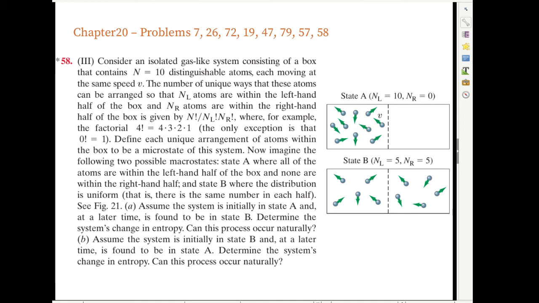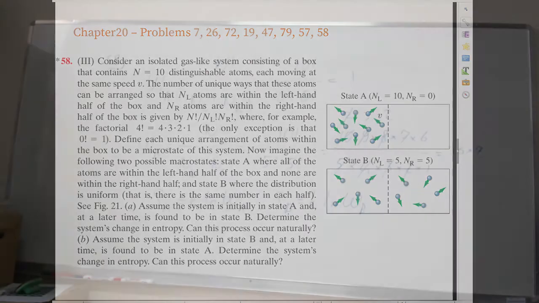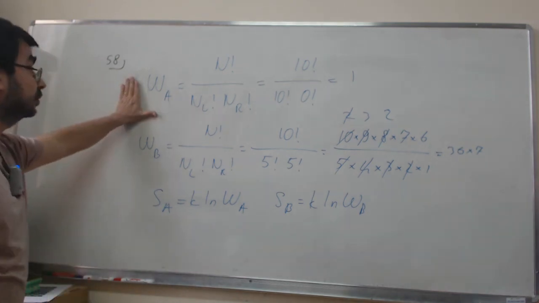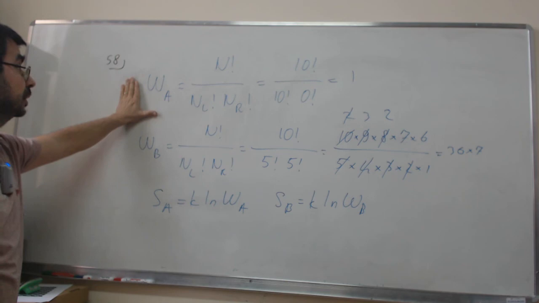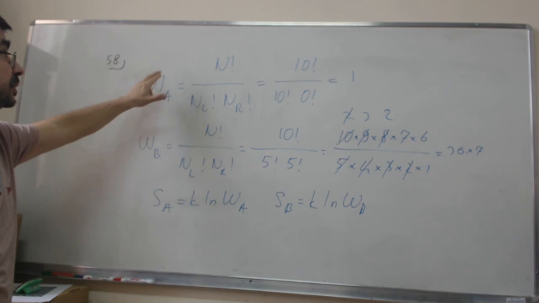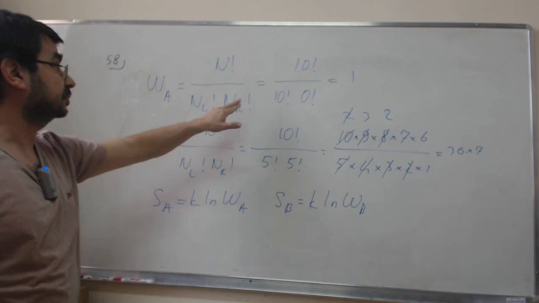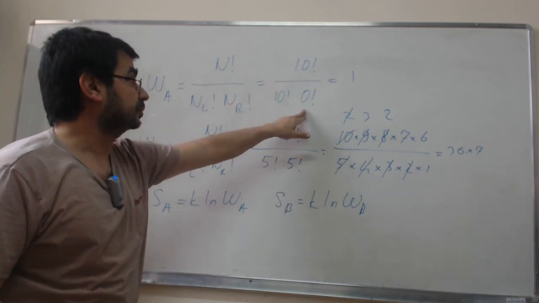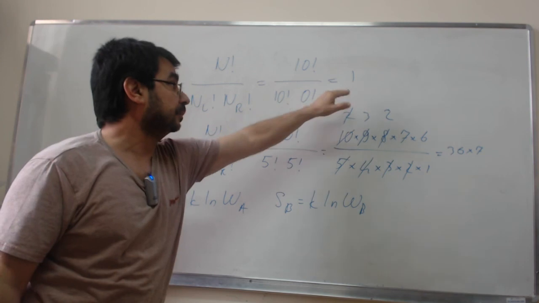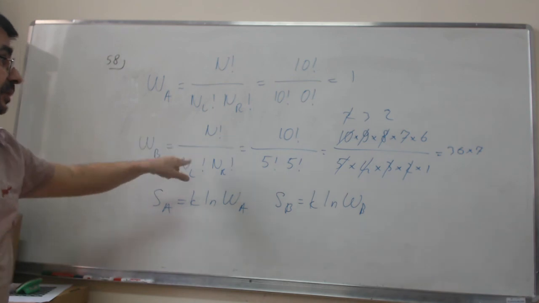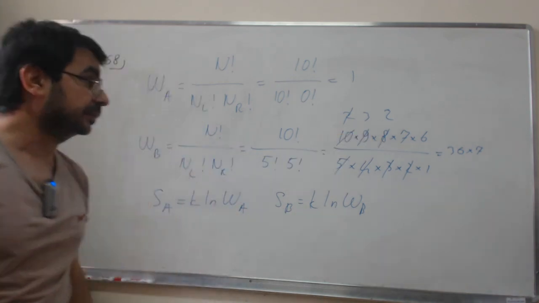I didn't actually switch to my whiteboard view, so let me just go over this again very quickly. This is the number of ways for the atoms being in state A, all of them in just one chamber, the left chamber. So this N factorial, N is just the total number of atoms, so this is 10. All of them are in the left chamber, so this is 10 as well. 10 factorial divided by 10 factorial times 0 factorial. 0 factorial by definition is 1, so this is 1. Whereas for state B, NL and NR are both 5, so you just carry out this calculation and you find that this is something larger than 1.